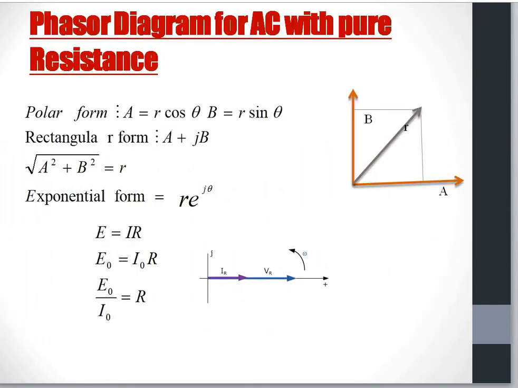So once again we are looking at the phasor diagram for AC with different components. Here, suppose the phasor diagram for AC with pure resistance. In this case E is equal to IR. So this is polar form. We discussed A is equal to R cos theta, B is equal to R sin theta. So in rectangular form, this can be written as A plus jB. So the square root of A square plus B square is equal to this R. In exponential form, we can write this as R e raised to j theta.